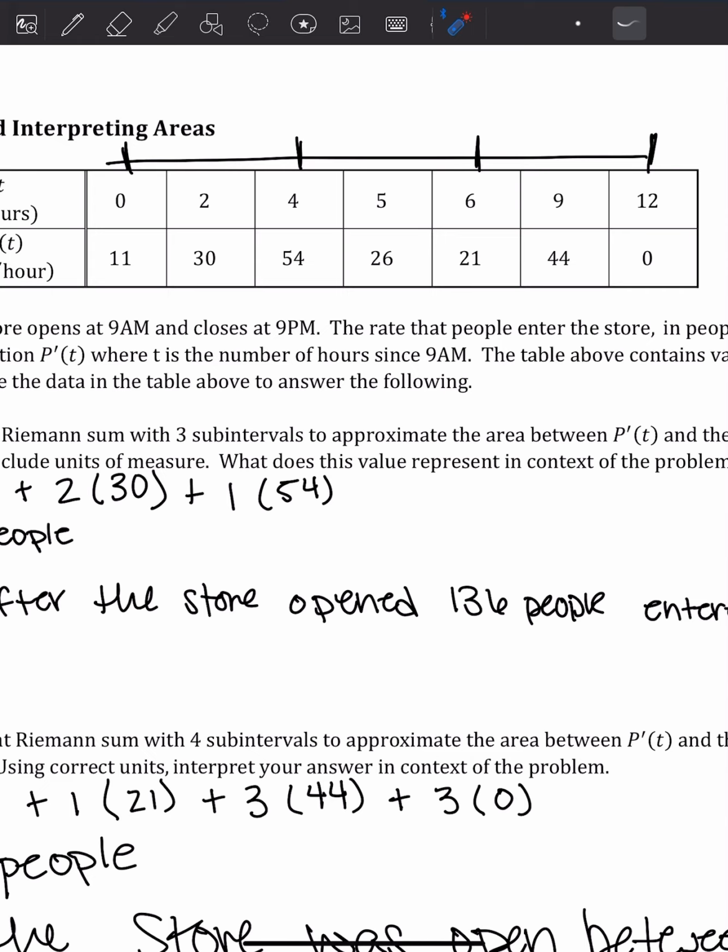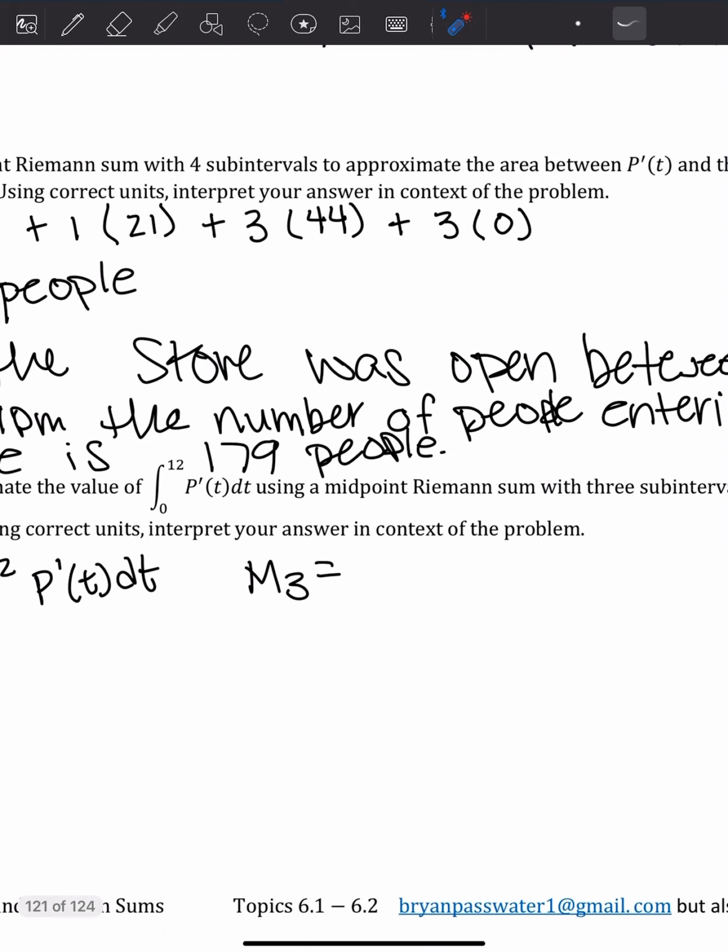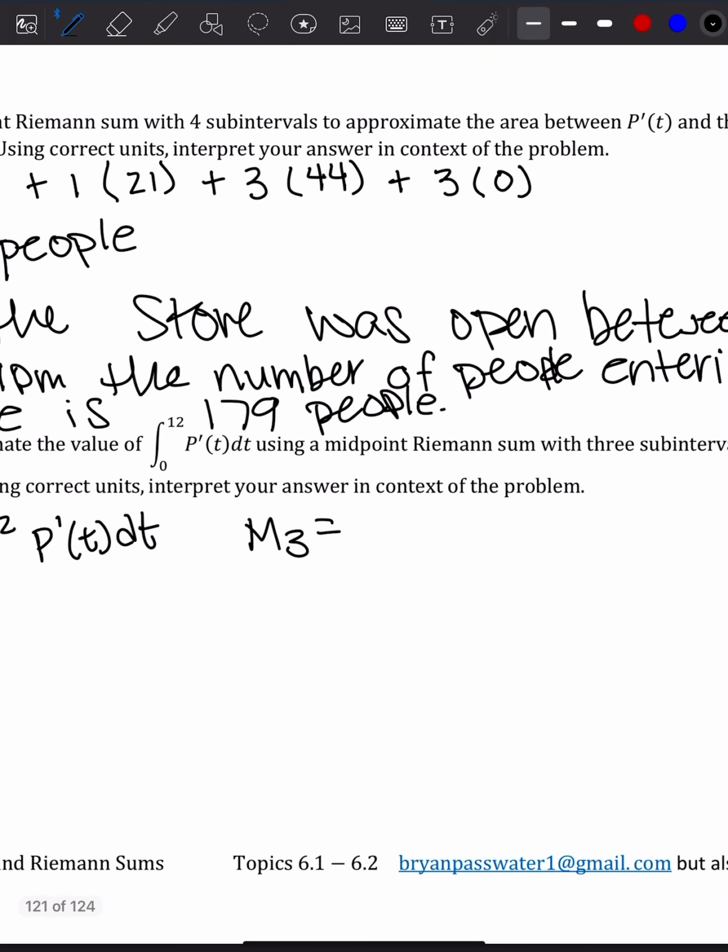So our total base is going to be the distance between like 0 and 4, but the y value we're going to be looking at is going to be based off of the number in the middle. So our first piece, that distance between 0 and 4, is 4. And we're going to be multiplying it by the y value of 2. Well, the y value at t equals 2 is 30.